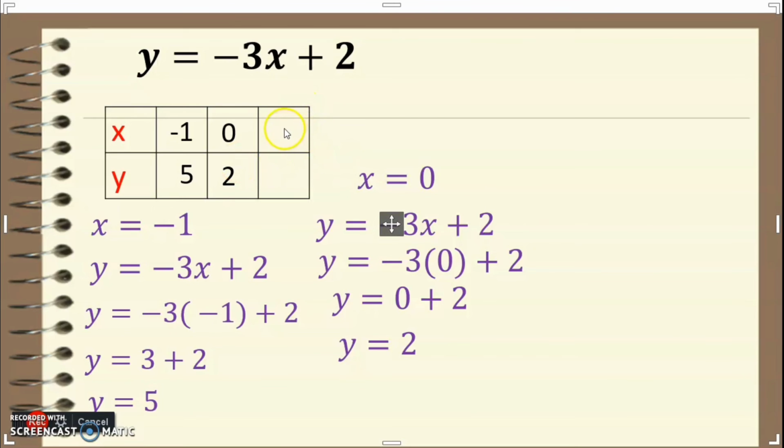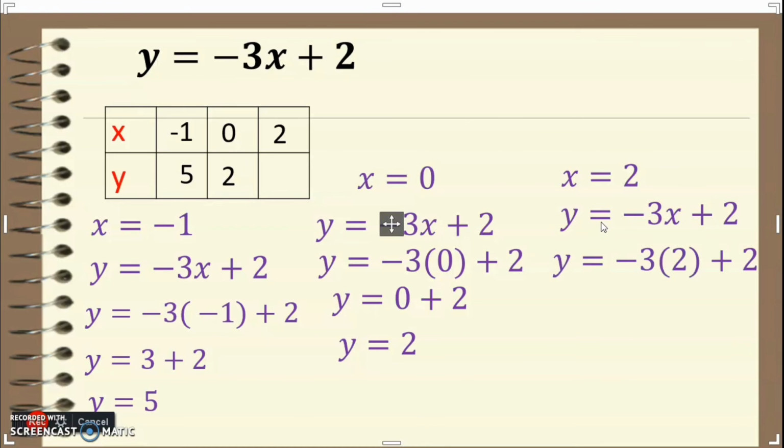Last assign value natin, mag-assign tayo ng positive 2. If x is equal to positive 2, substitute ng value ng x sa original equation natin, then y is equal to negative 3 times positive 2 plus 2. Negative 3 times positive 2 is negative 6 plus 2. Y is equal to negative 4.